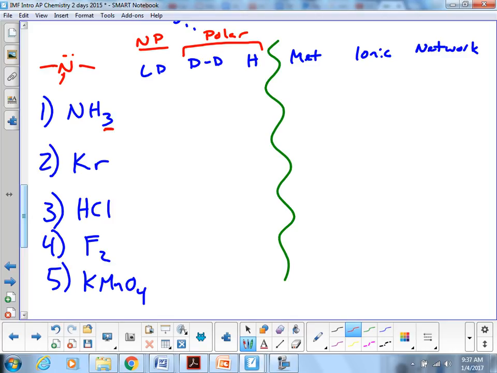So now you're dipole-dipole or hydrogen. Now you just have to ask yourself, is there a hydrogen bond there or not? There is, because H to N, right? That's H bonding. So this is a hydrogen bond.